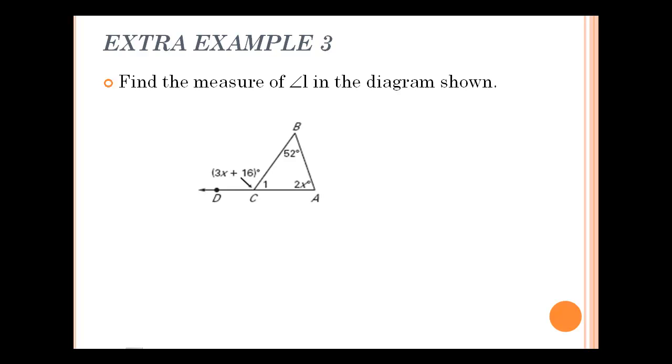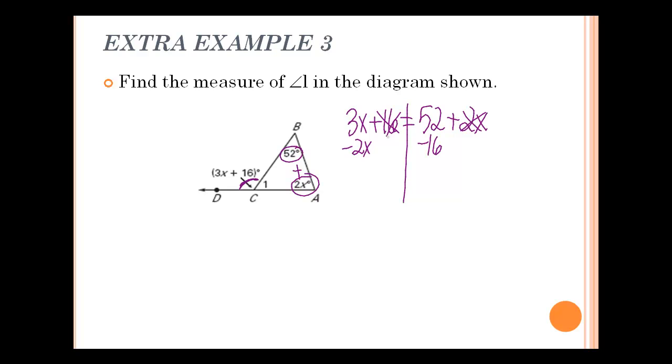Okay, welcome back. We've got an exterior angle, and we know that the exterior angle equals the sum of these two interior angles. So we're going to say 3x plus 16 equals 52 plus 2x. I just added my interior angles and set it equal to the exterior angle. Let's combine our like terms now. Subtract 2x, and I'll subtract 16 over here. Just move my like terms to the same side. So x equals 36.